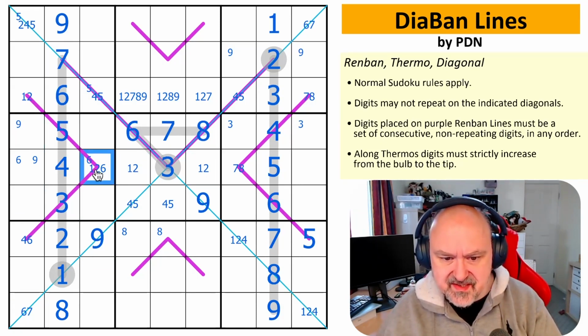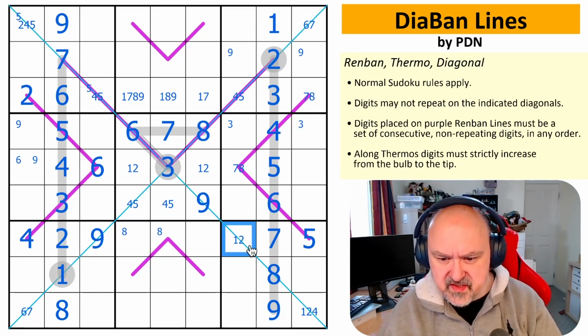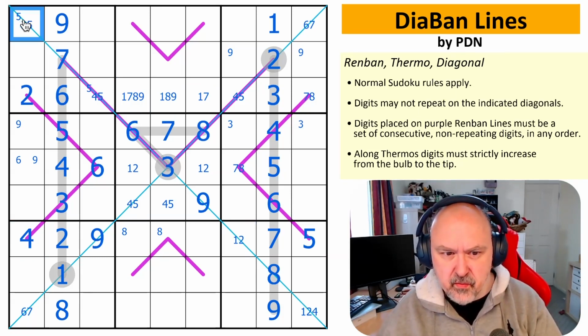This one too makes this 6. Which makes this 4. 6, 5, 4, 3. This can no longer be 1, that is 2. So I take 2 out of all of those. 1 has to go in there. That 4 means there's no 4 there. There's no 4 there.